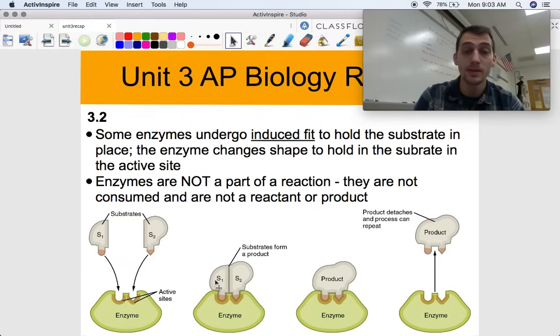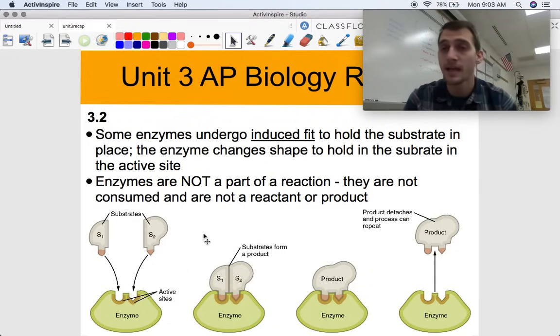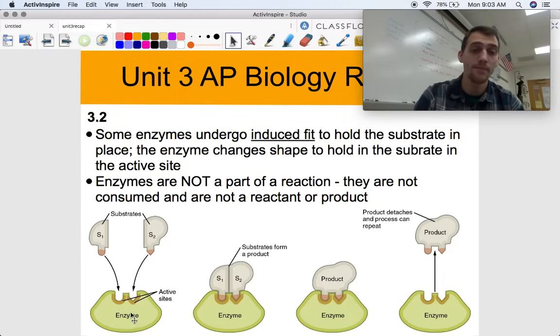And notice how the substrates only fit in, look at the shapes here, they only fit into the active site of that enzyme. Okay, so the substrates are not going to bind to some other different kind of enzyme to make this reaction happen. They can only happen with that one particular enzyme.